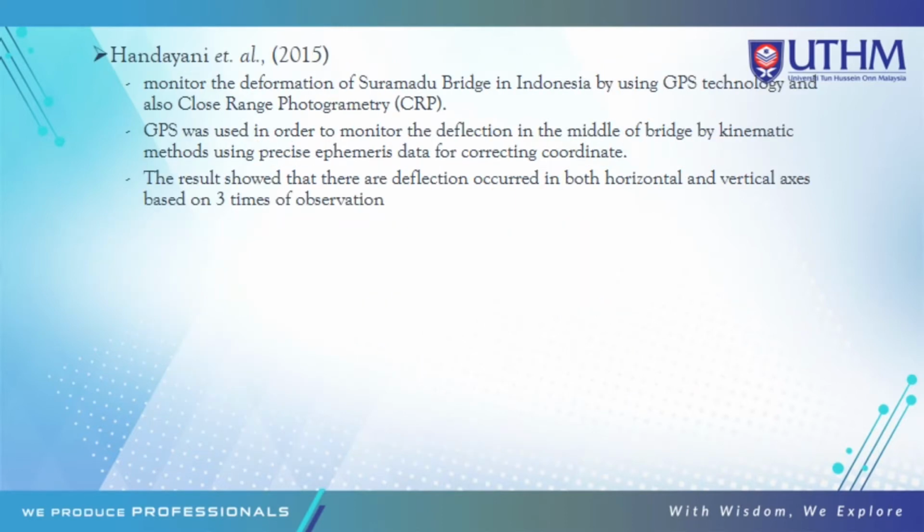Then, a study by Handayani focused on monitoring the deformation of Suramadu Bridge in Indonesia by using GPS technology and also close-range photogrammetry. GPS was used in order to monitor the deflection in the middle of the bridge by kinematic methods using precise ephemeris data for correcting coordinates. And the results showed that deflection occurred in both horizontal and vertical axes based on 3 times of observation.